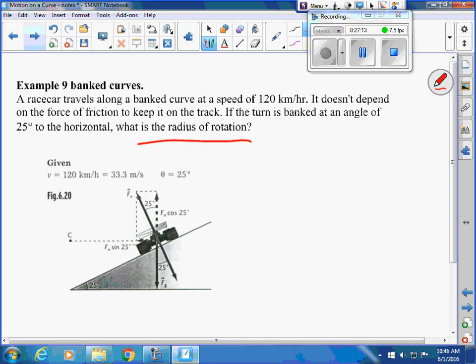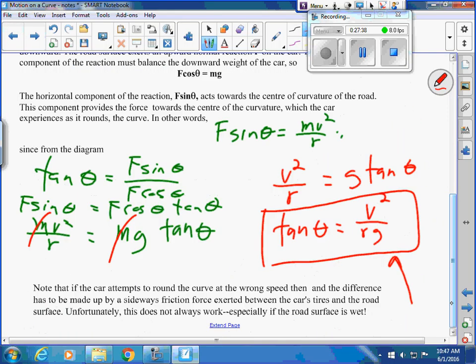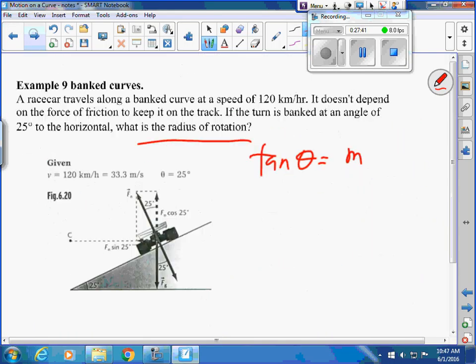What is the radius of rotation? So you're going to write, he's a race car. 120 is not that fast. Tan theta is equal to, what was that formula that I just came up with? I can't remember it. There you go. V squared over RG.